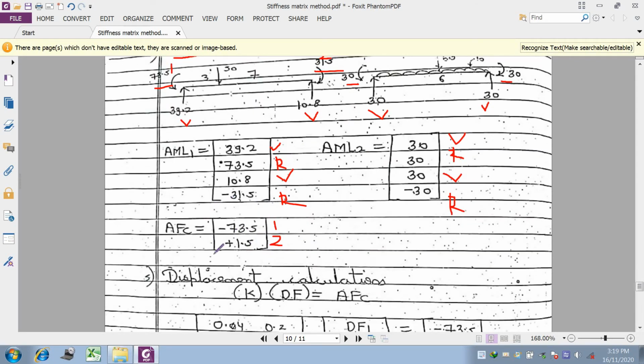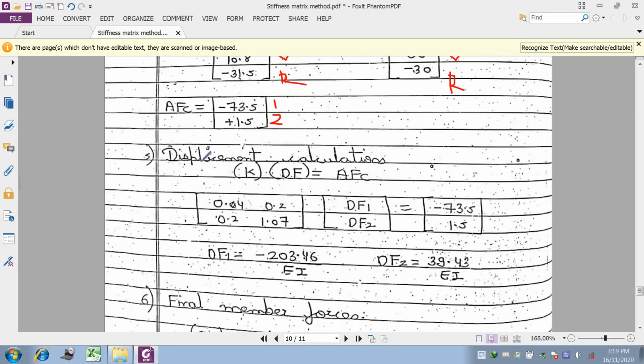OK, so in this matrix, the AFC matrix, there will be no change in your sign convention. But for AML1 and AML2, always remember the clockwise direction. The clockwise moment is always negative, whereas the anti-clockwise moment will be positive. So always remember, in the load matrix you have to be very careful.